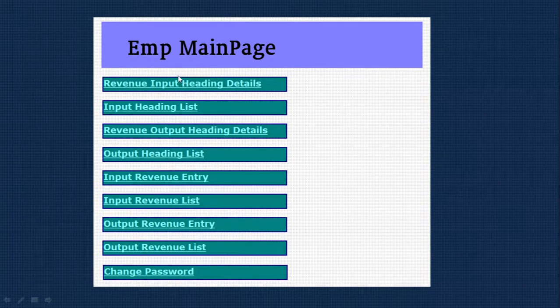Now, what the employee can do is, once they log in, they can create the heading under which the money comes in. That is the input heading, and this is the corresponding list. Whatever entries are created, the list will come. Then this is the revenue output, for the expenditure: what you spend the money on and what the requirement is. That is the heading here, so that we can create it, and then the corresponding list here.